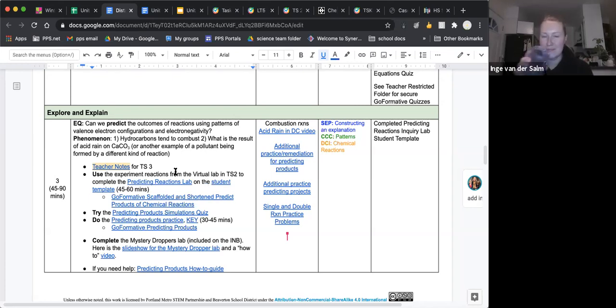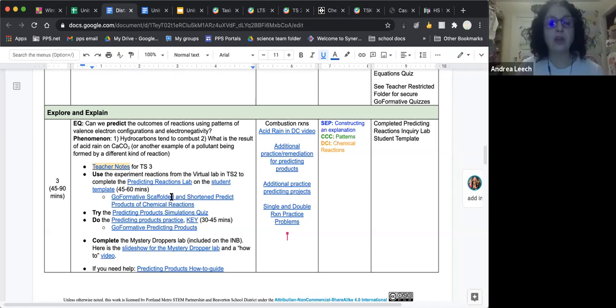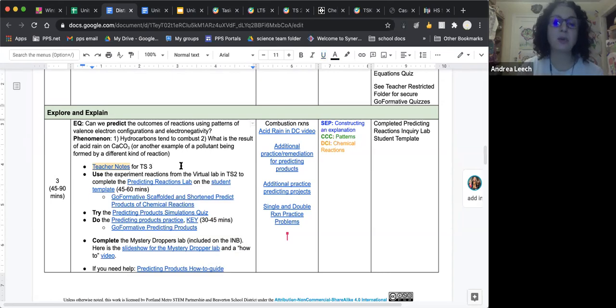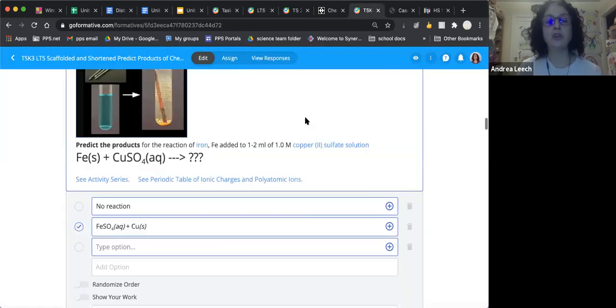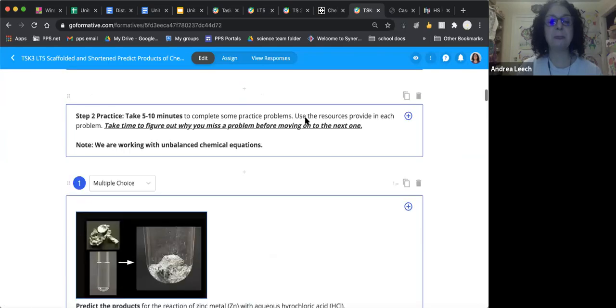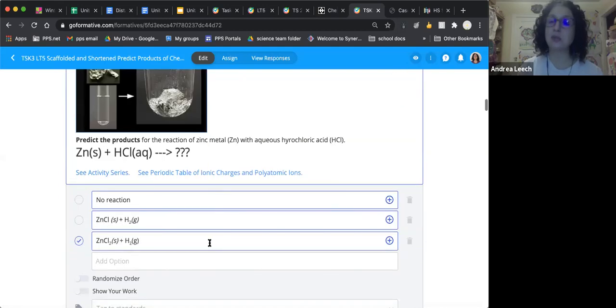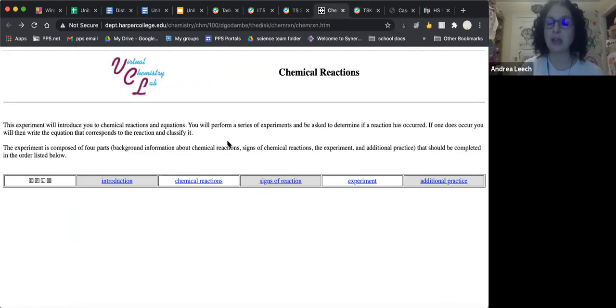So for this predicting products lab, the actual predicting products lab has you go through a bunch of slides, and that was more related to what we were doing in there. But the Go Formative scaffolded version, which I have linked here, you go through and can see what the reaction is, and you're predicting what the answer is going to be. And these relate directly to, if I go back into where we read the chemical reactions and signs of reactions, that's what this experiment is right here.